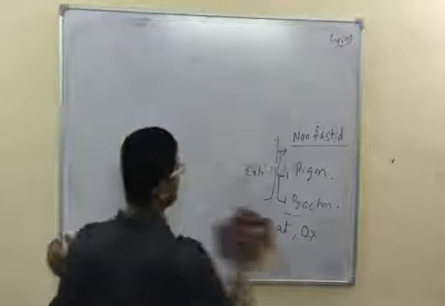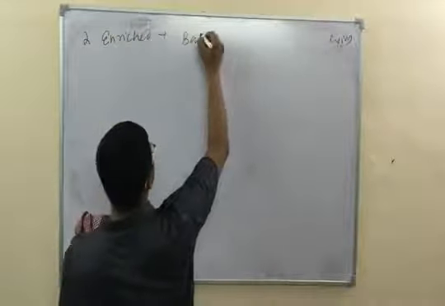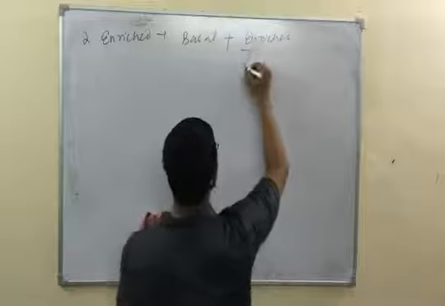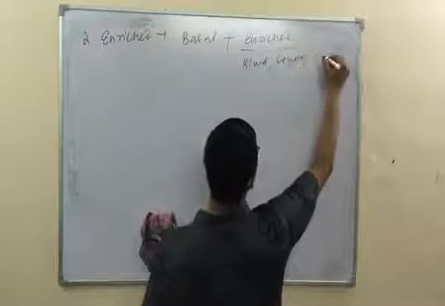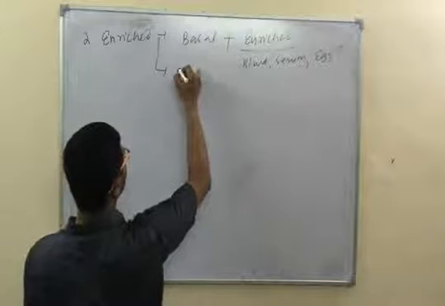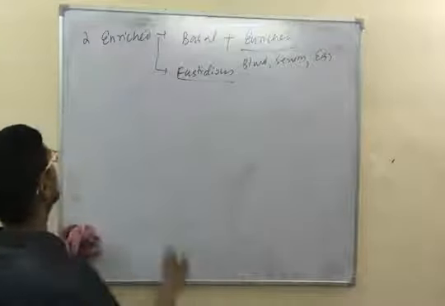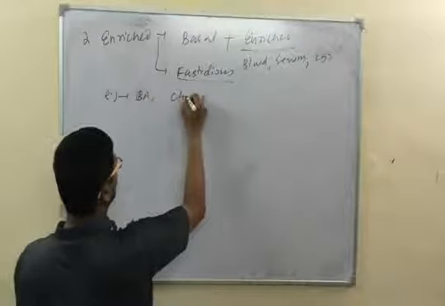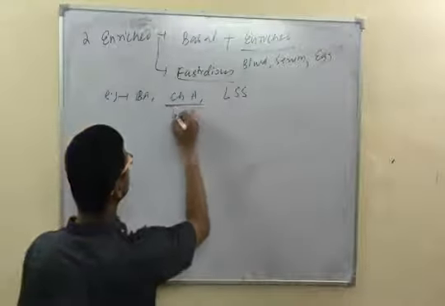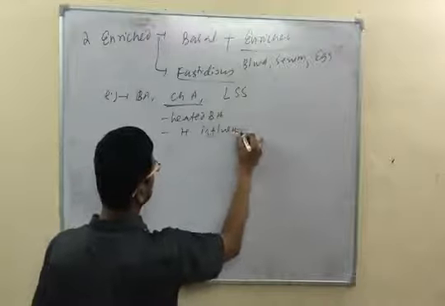So the other type of media, next, is enriched media. Enriched media is basal media to which you add enriching substances like blood, serum, or egg, and then it becomes enriched in nature, so that it can support fastidious organisms also. Examples are blood agar, chocolate agar, Loeffler's serum slope, etc. Okay, chocolate agar is nothing but heated blood agar. It supports Haemophilus influenzae, which is a highly fastidious organism. Okay.